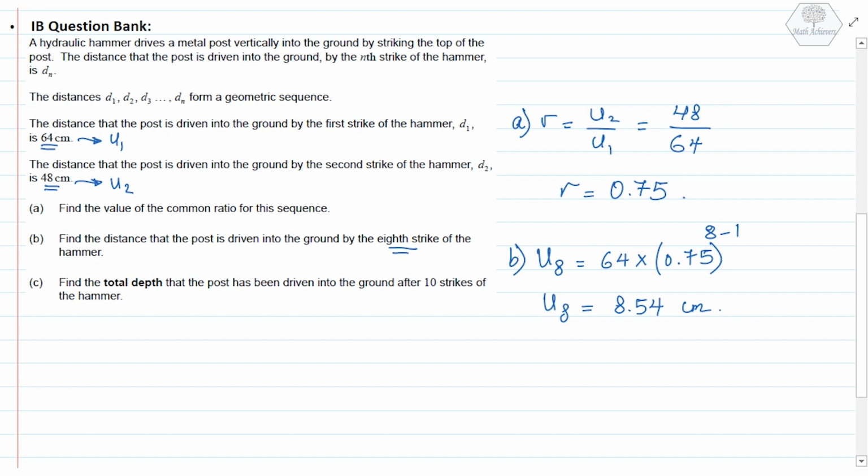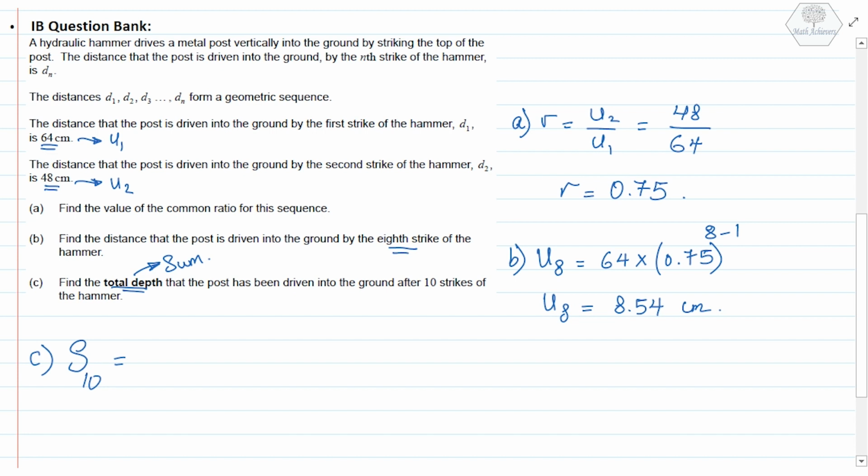Let's go now to part C. Find the total depth. Since it says the total depth, it's clear that I want to find the sum that the post has been driven into the ground after 10 strikes of the hammer. So I want to find the sum of the first 10 terms.